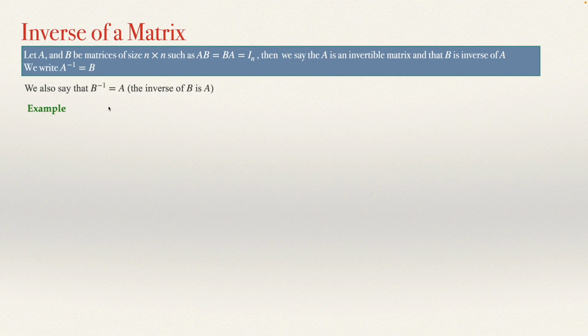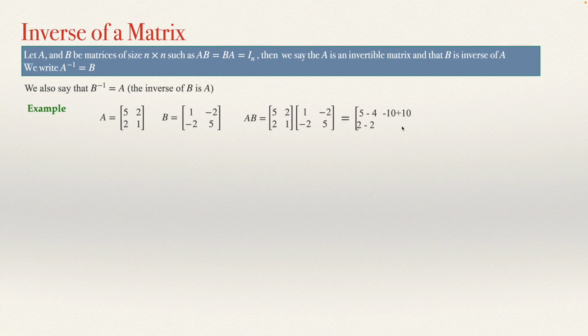And for example, one example will be the one that we have already shown you, where we have the two matrices and we already multiplied them, and we found that the product is the identity. So for that, we can say that B is the inverse of A, or A is the inverse of B. Another example could be these two matrices.